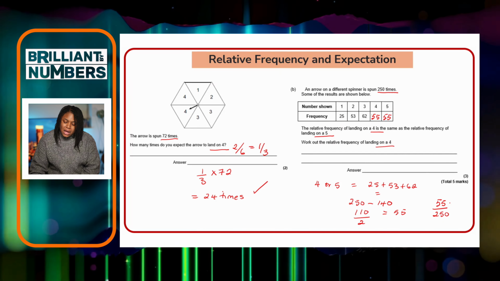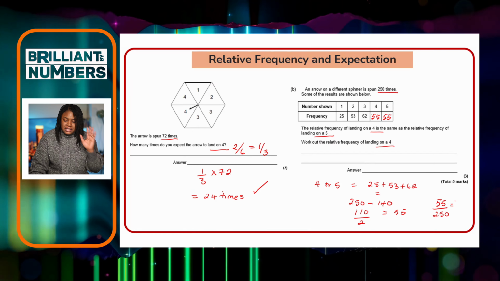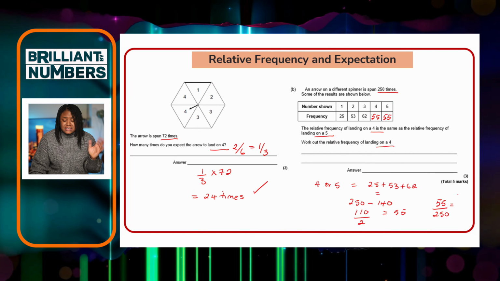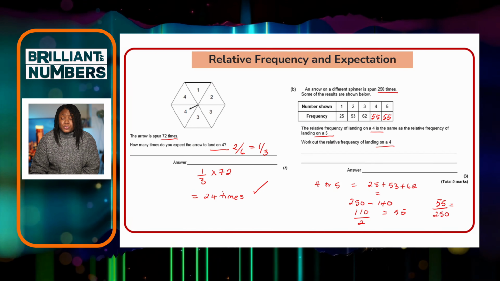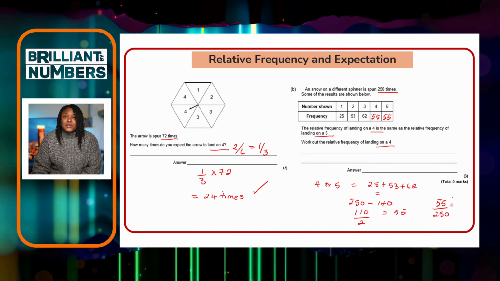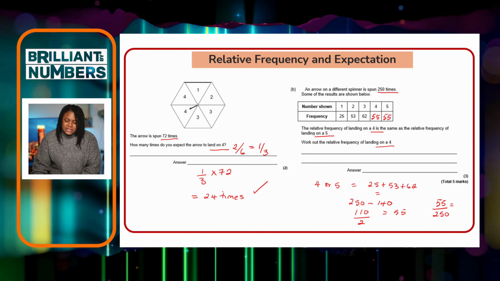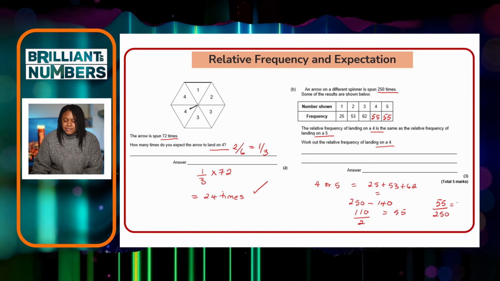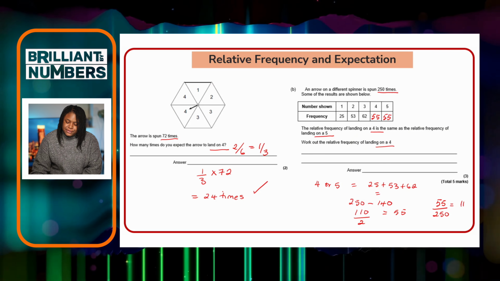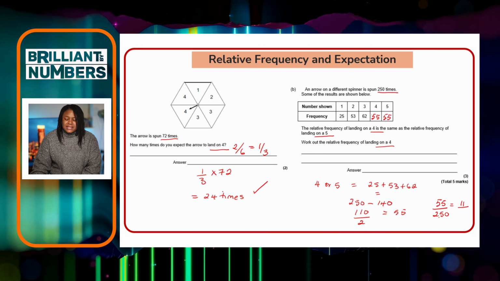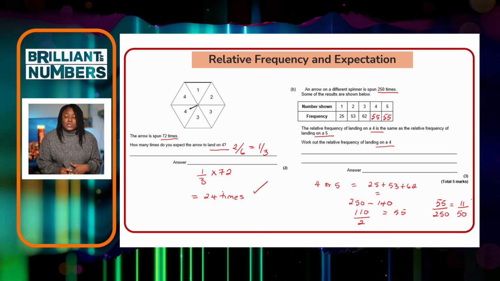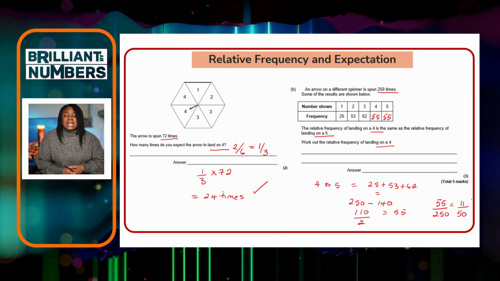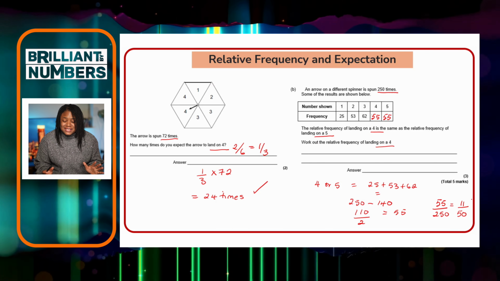All we need to do now is to simplify that. If the question didn't say give your answer in the simplest form, you could leave it like that, but we need to practice because some questions will ask us to write it in the lowest terms. So we could divide by 5. 5 into 55 goes 11. 5 into 250 goes 50. So in its simplest form, it is 11/50.